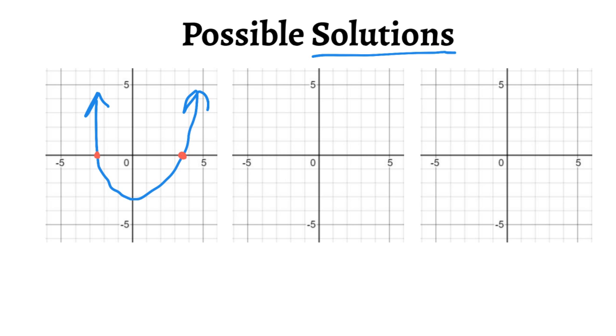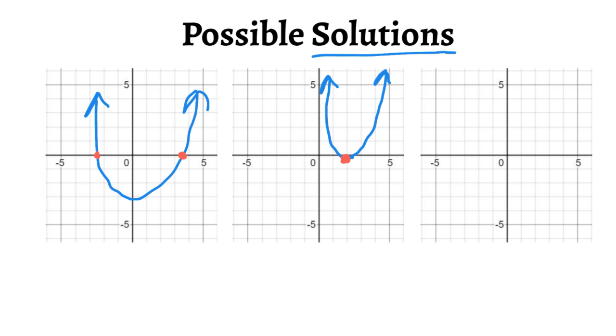Even if it's upside down, it can cross twice, right? We can also have one solution, and that happens when the vertex is right on the x-axis. So let's say that it's here, and the vertex itself, the minimum, is going to be on the x-axis, so it only touches it once at the very, very bottom.